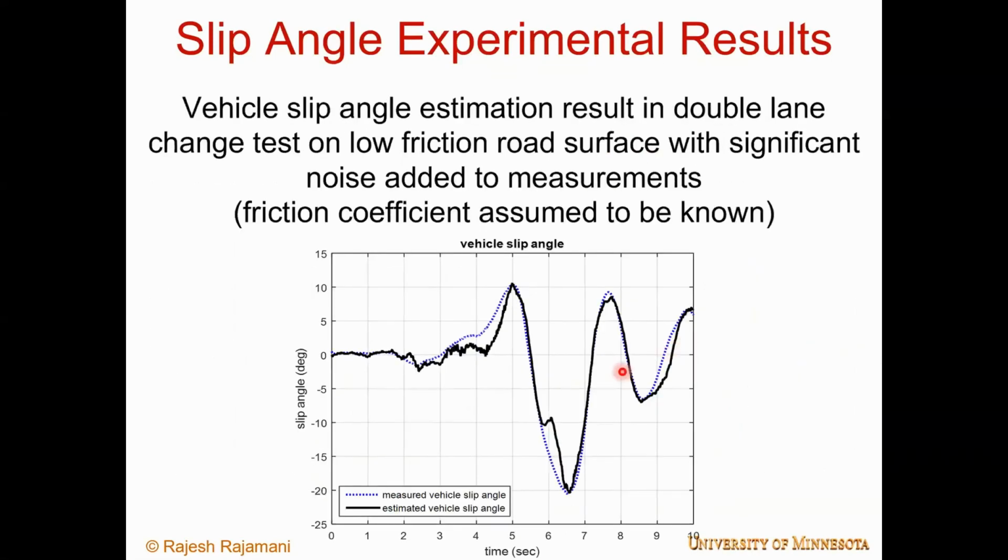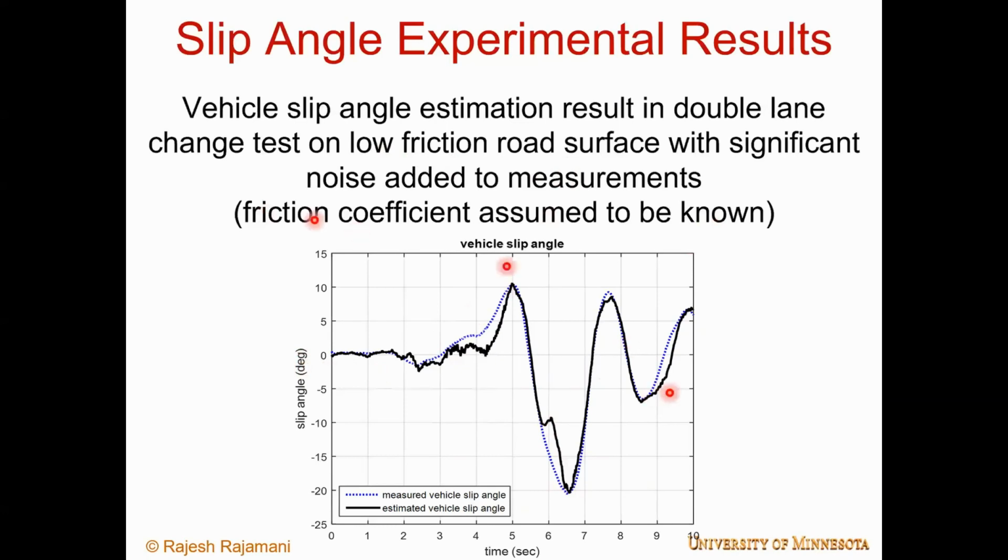Now this is a test run on a slippery surface, basically a double lane change maneuver on an icy road, a low friction road surface. And what we did here is we assumed that the friction coefficient was known, and by doing that we were able to estimate slip angle quite well.